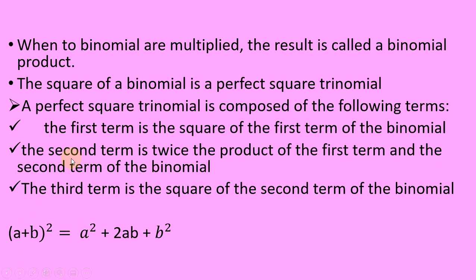The second term is twice the product of the first term and the second term. The second term is twice the product of the first term and the last term. And the third term is the square of the second term of the binomial.